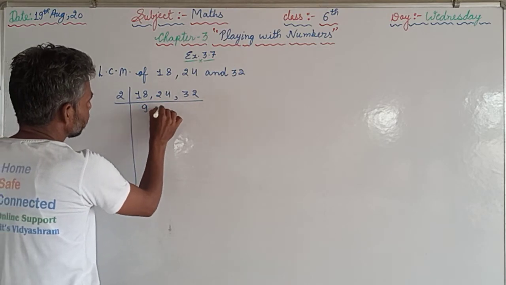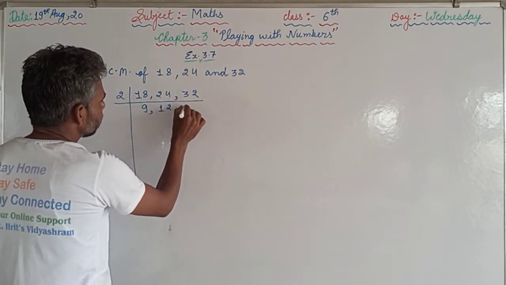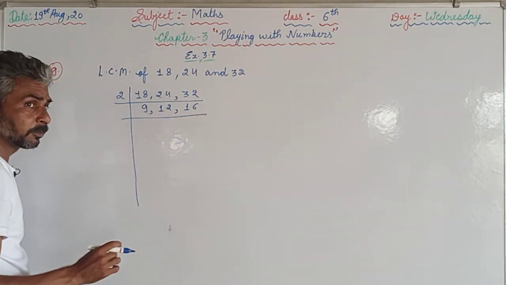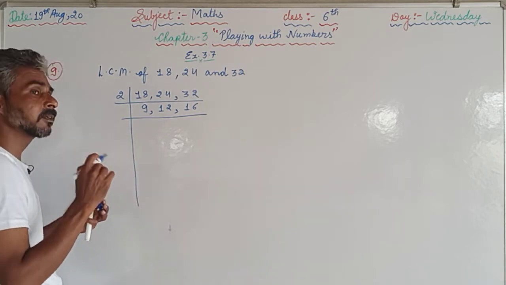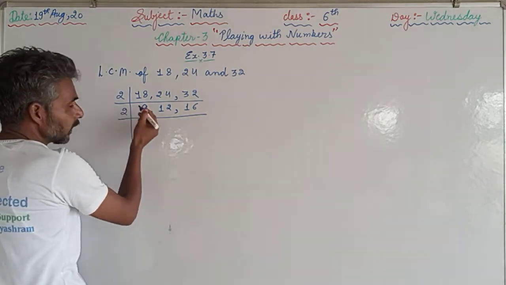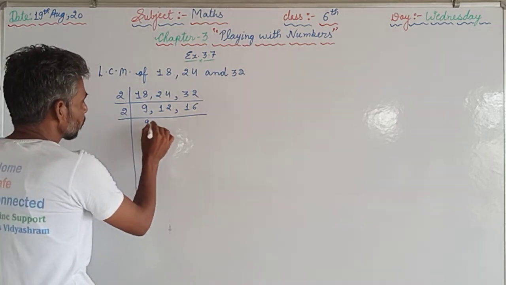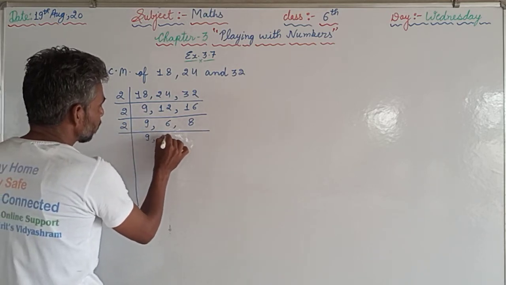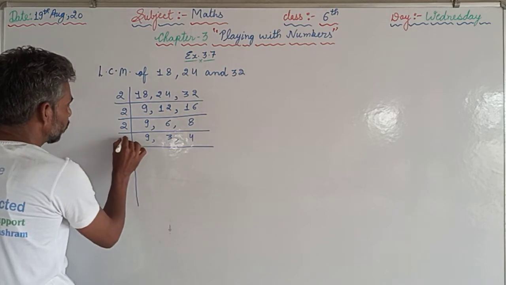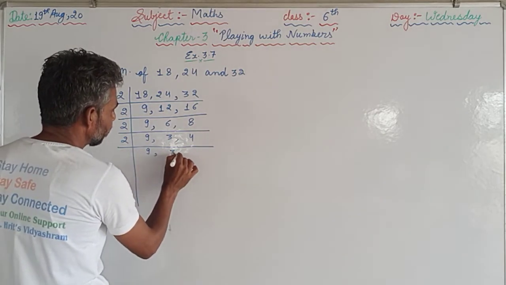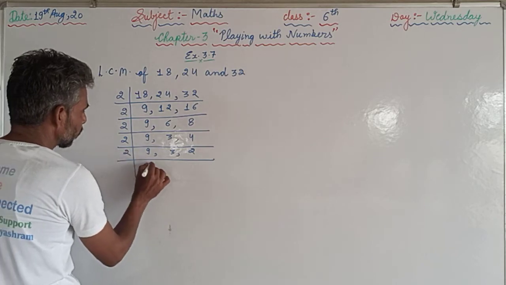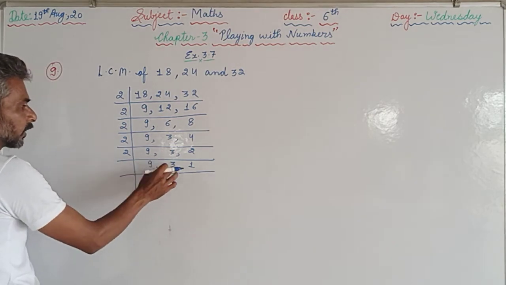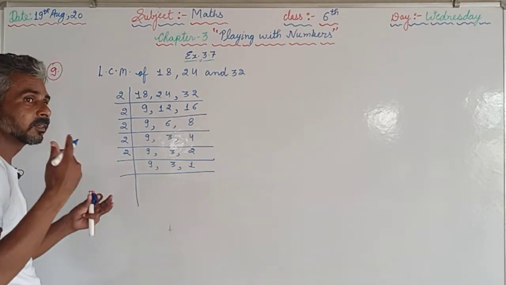2 9s are 18, 2 12s are 24 and 2 16s are 32. Again some of the numbers can be divided by 2. If even a single number is divisible, then we are supposed to keep dividing. 9 doesn't come in the table of 2, so 9 will be the same. 2 6s are 12, 2 8s are 16, again 9 is the same, 2 3s are 6, 2 4s are 8, again 9, and 3 cannot be divided, 2 2s are 4, again 9 is the same, 3, and 2 1s are 2.